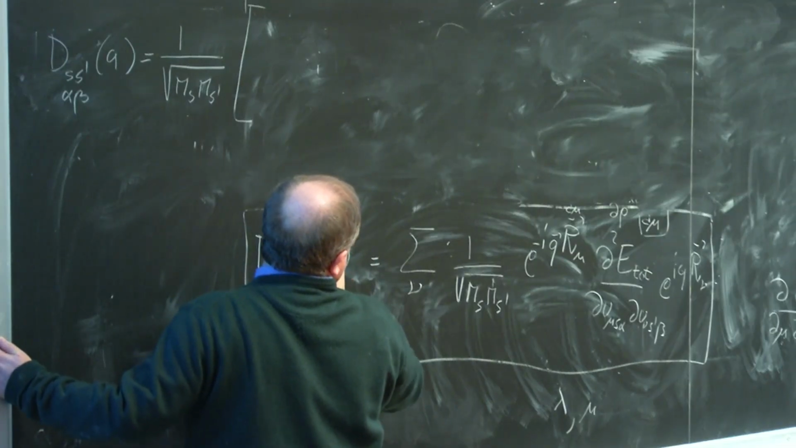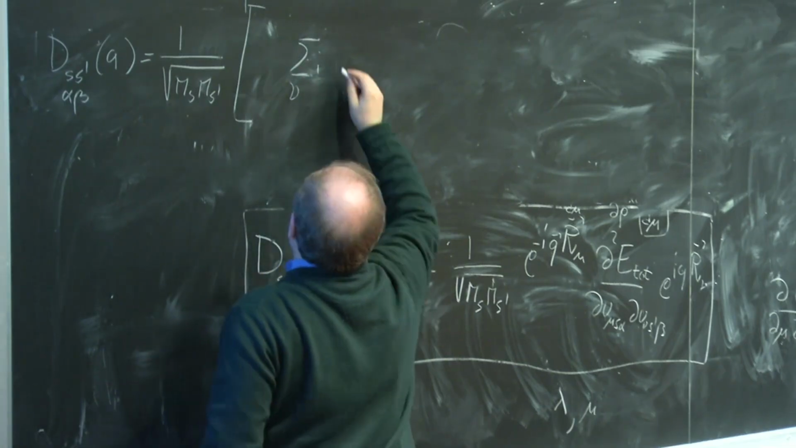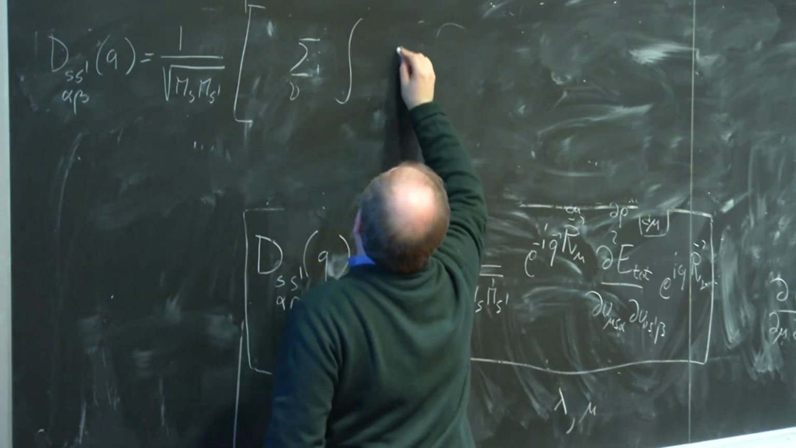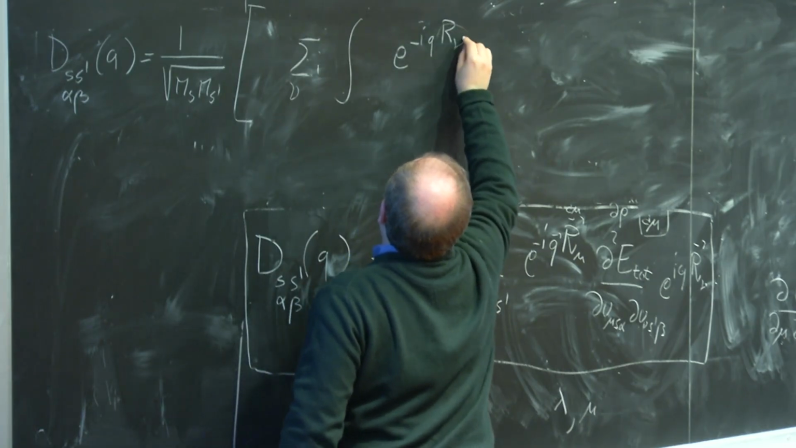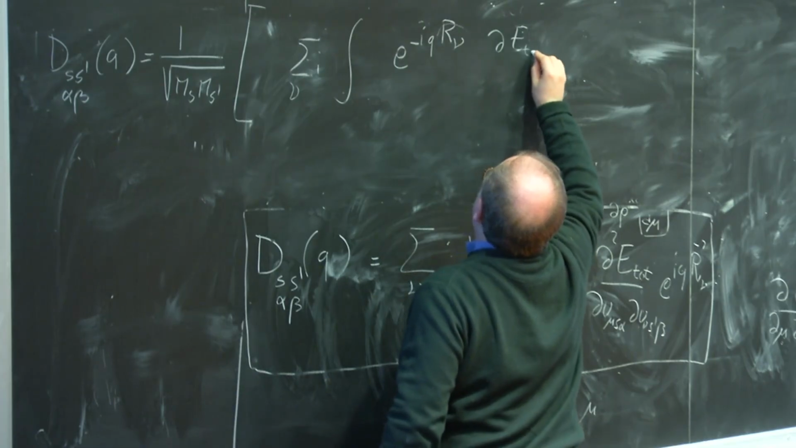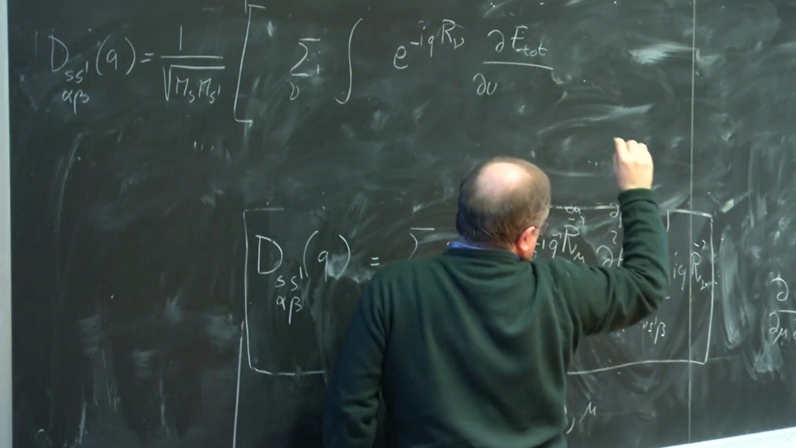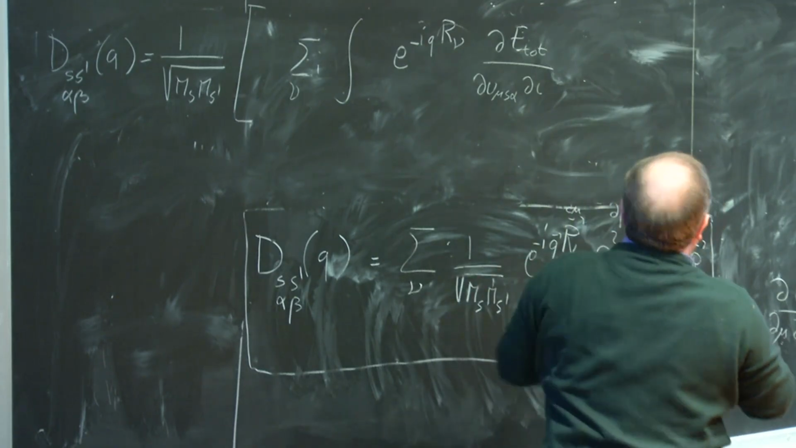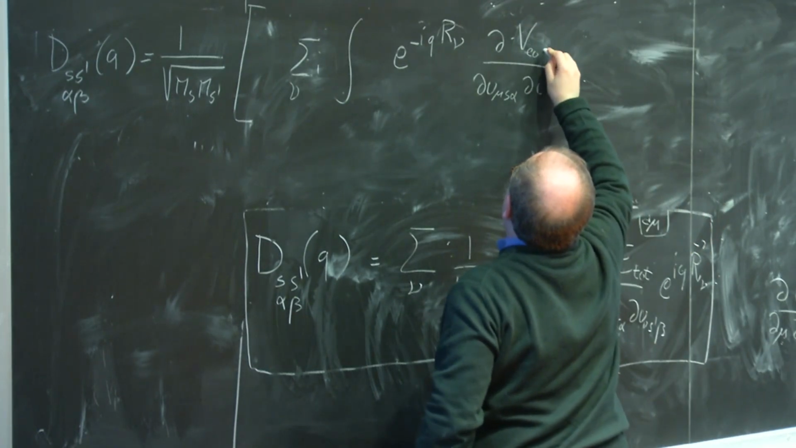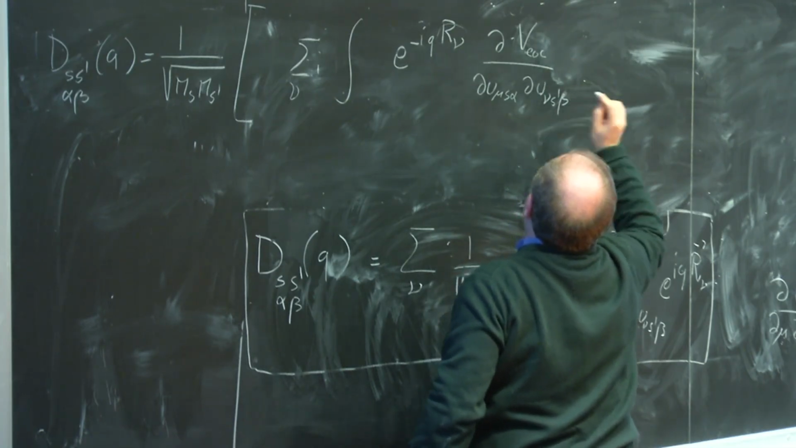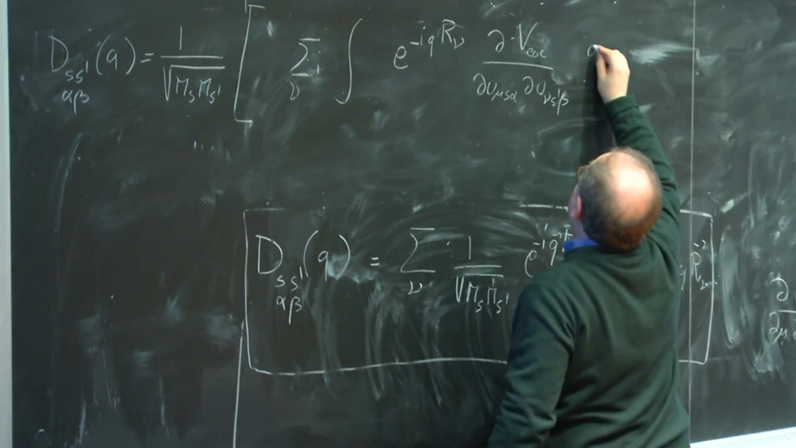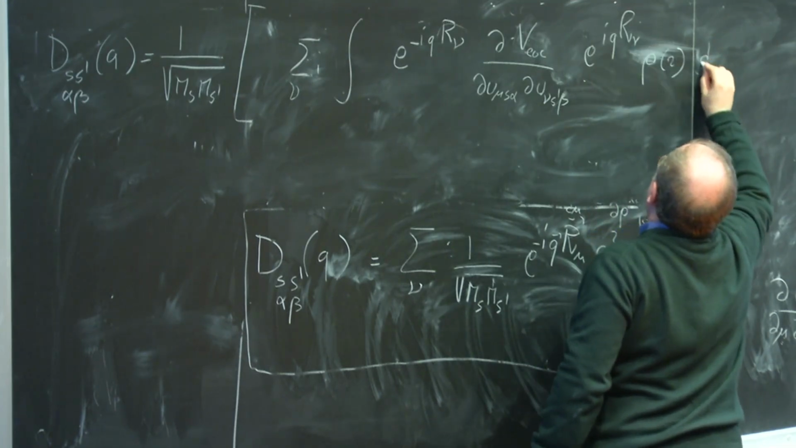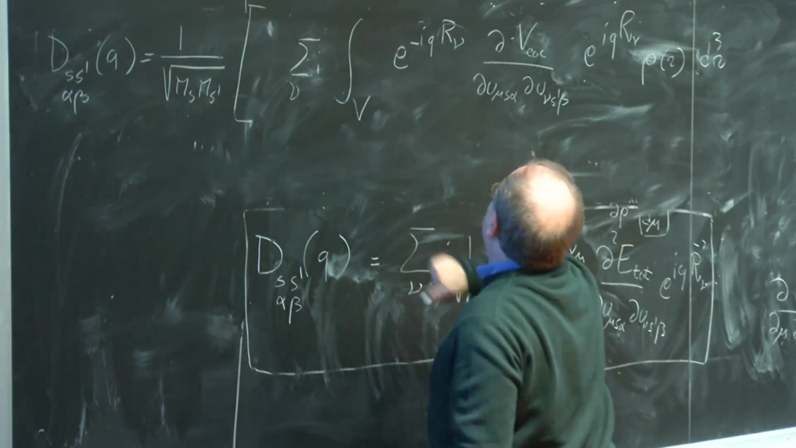So we have the sum over mu. We have an integral of e to the minus i q r mu, the second derivative of the total energy with respect to u mu s alpha and u mu s prime beta, the second derivative of the local potential, times e to the i q r mu, rho of r, d3r. And here, in principle, I have to integrate over all the volume.